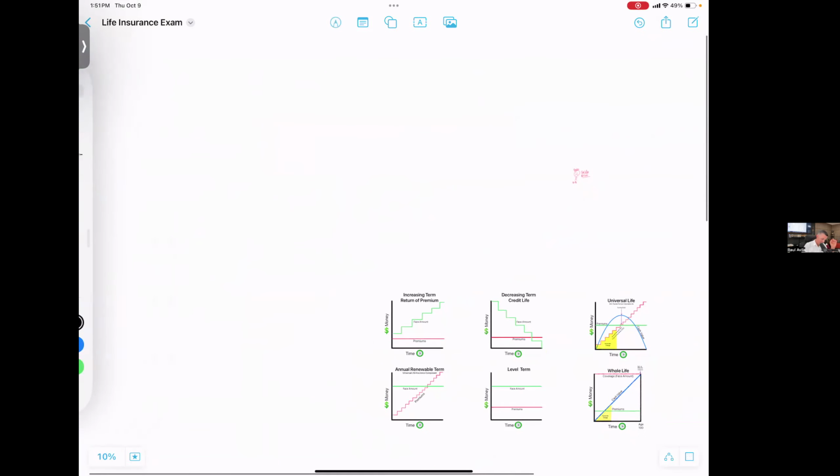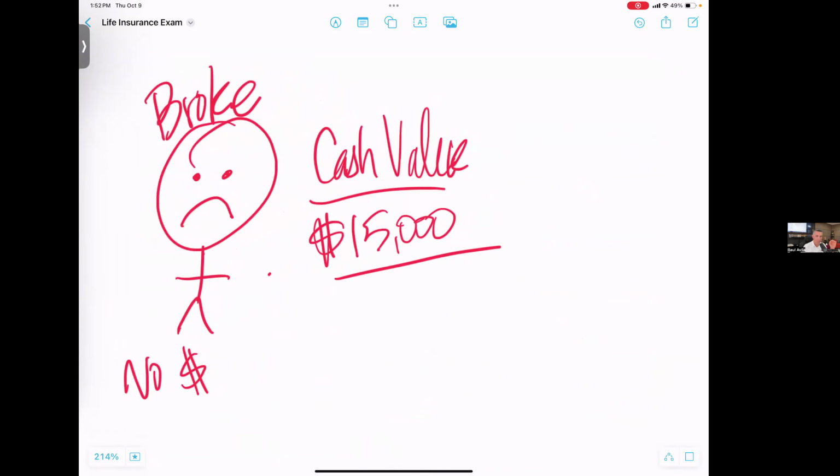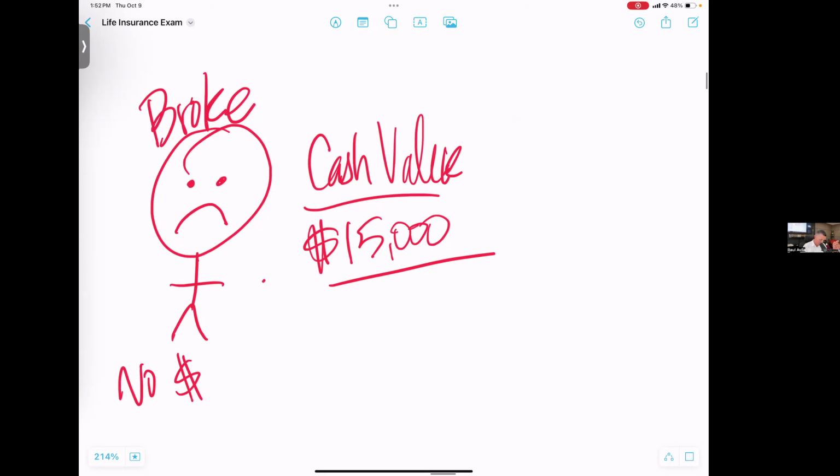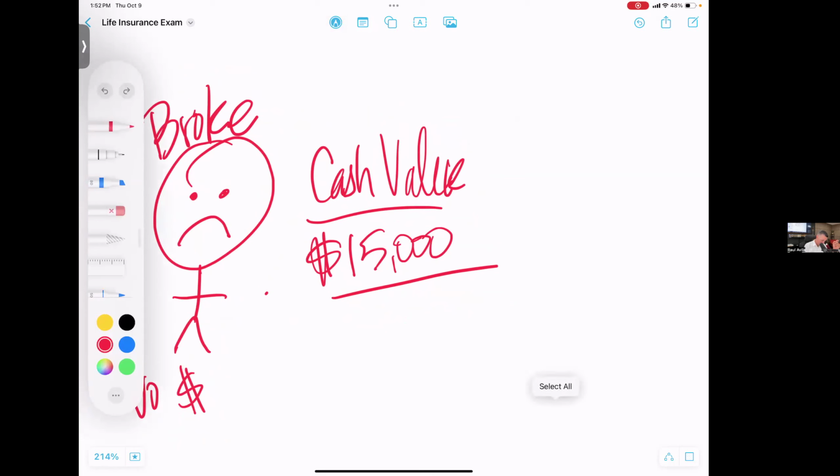Where were we? Non-forfeiture options. Remember that? A scenario is the guy was paying 300 bucks a month, but he's broke. He can no longer make a monthly payment. So he tells the company, "Hey, I don't want to lose my policy." And the insurance company says, "No problem. You've got $15,000 in cash value in your policy. We can use this money."